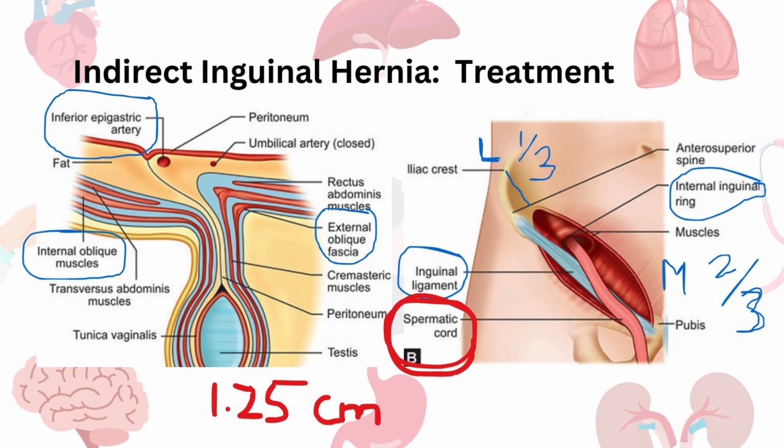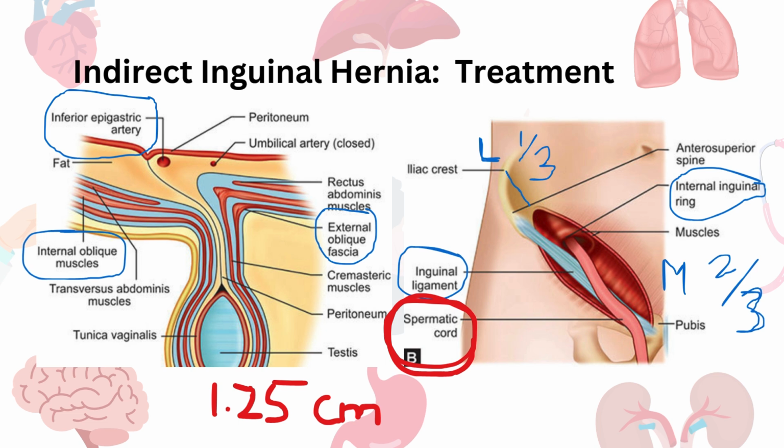So the incision is given 1.25 centimeter above and parallel to the medial two-thirds of the inguinal ligament. You know, the inferior boundary of the inguinal canal is formed by the inguinal ligament. You are going parallel to it, on the medial two-thirds of the inguinal ligament, which is towards the pubic tubercle, 1.25 centimeter above it.